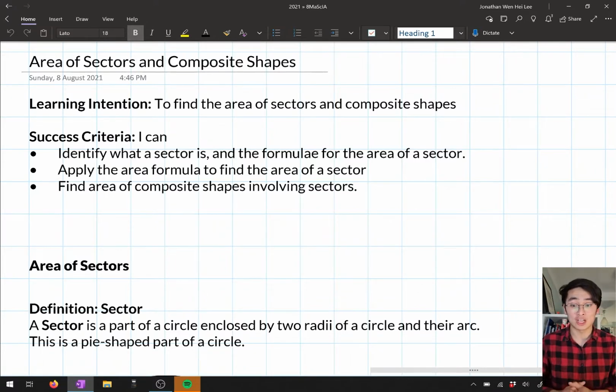So for today's learning intention we want to find the area of sectors and composite shapes, and we want to be able to identify what a sector is and the formula for the area of a sector. Apply the area formula to find areas of sectors and also find the area of composite shapes involving sectors. So let's get started in today's lesson.